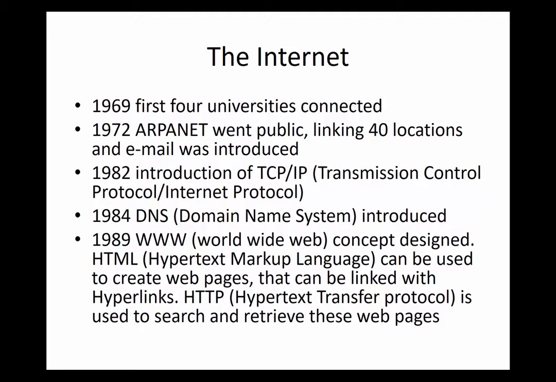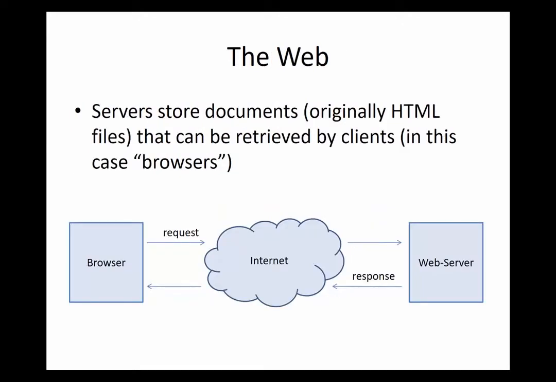And yeah, in the 60s, we had the first universities connected. In the 70s, the whole thing went public. 40 locations were linked, email was introduced. TCP/IP was introduced in the 80s. We still use that protocol today. And in 84, that's where we stopped last time, the domain name servers were introduced. I'll show you some slides later. And then, in the late 80s, the World Wide Web concept came up, but it was the 90s before we had the first websites that went live. And let's have a look.